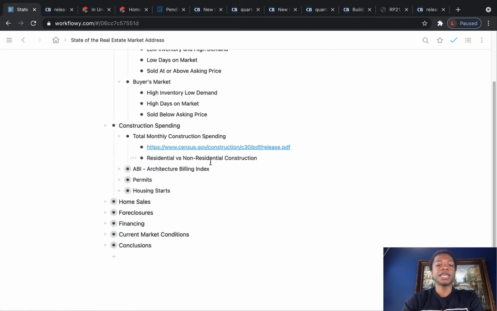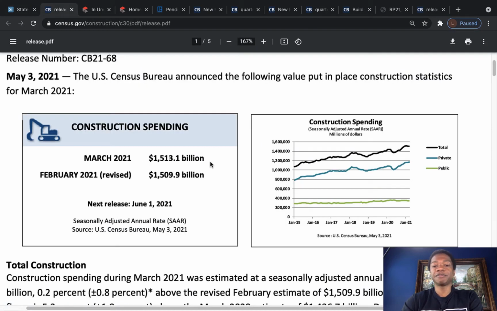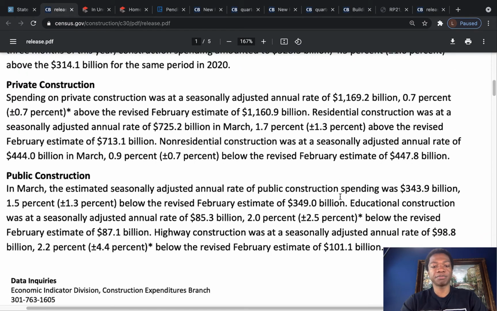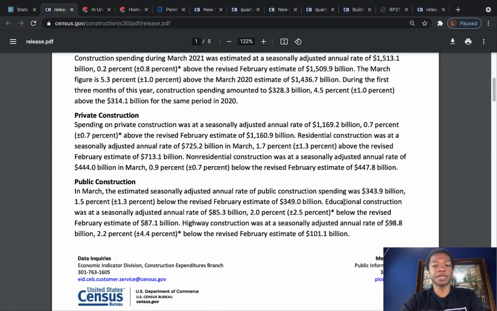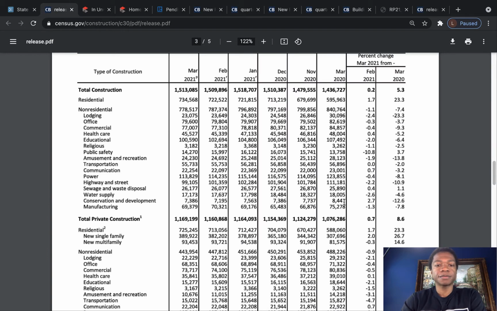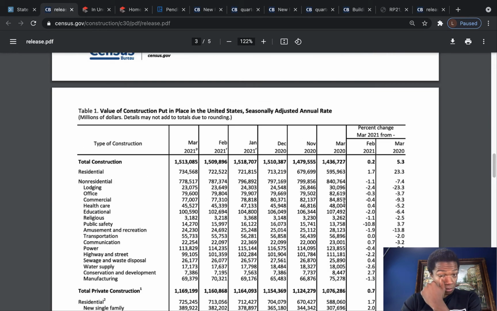Again, you can expect the residential spending to be about half of the total construction spending. Let's back out a little bit and take a look at that. We can see in March of 2021 that the total construction was 1.5 million, and this is in millions of dollars, so 1.5 million here, and the residential was 734,000. So about half. You can expect residential construction spending to be about half of the total construction spend.